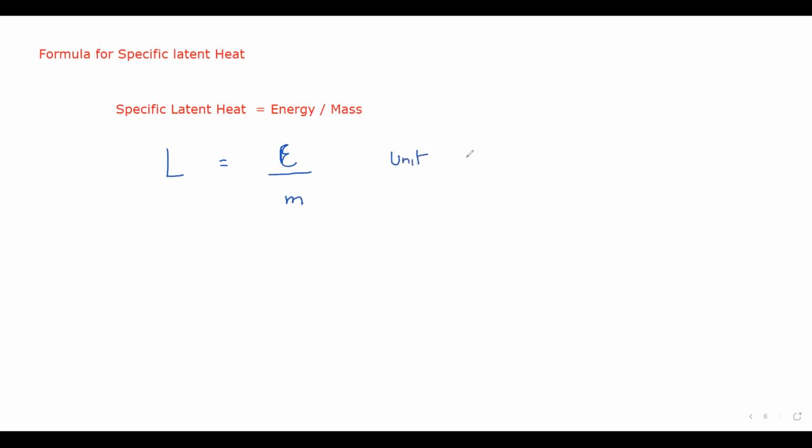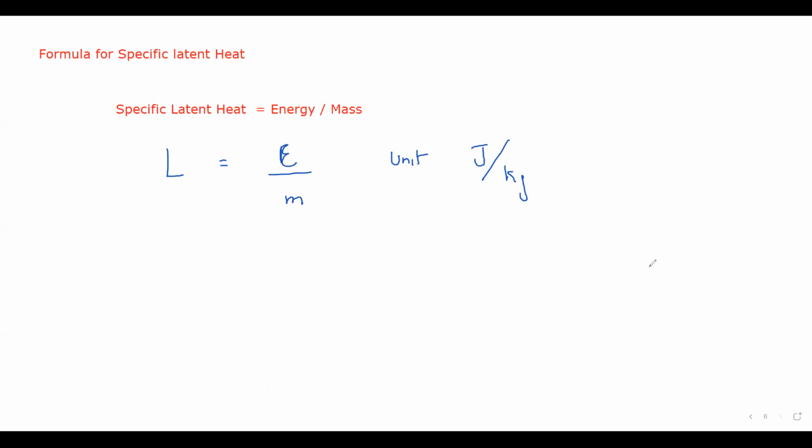The formula for specific latent heat is energy divided by mass. So how do we represent it symbolically? Specific latent heat is denoted by the letter L, energy can be E or Q, and mass is denoted by M. And what about the unit? The unit of energy is joule and the unit of mass is kilogram, so it is joules per kilogram. Is the concept of specific latent heat clear?